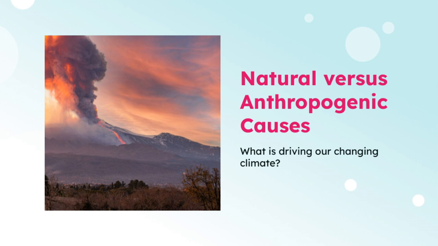So this lesson is about comparison. We need to understand the natural causes of climate change, such as Milankovitch cycles, solar variation, and volcanic activity. Then we need to compare those with anthropogenic causes, which means human-caused changes, especially the release of greenhouse gases. By the end of the lesson, you should be able to explain that climate change is not always caused by humans, but current warming is strongly linked to human activity.